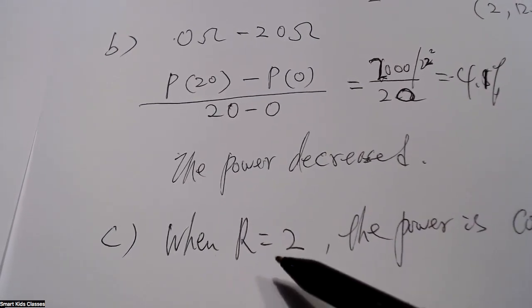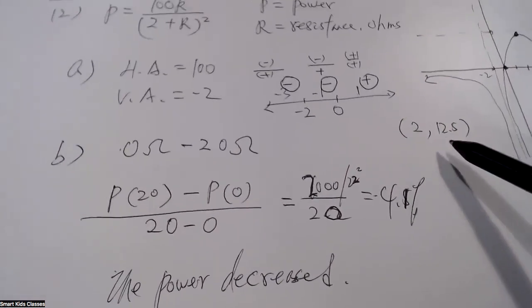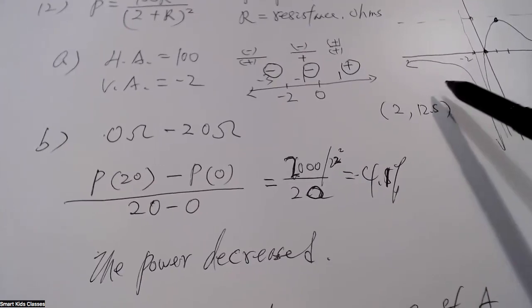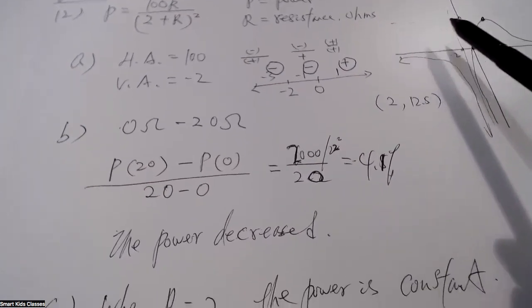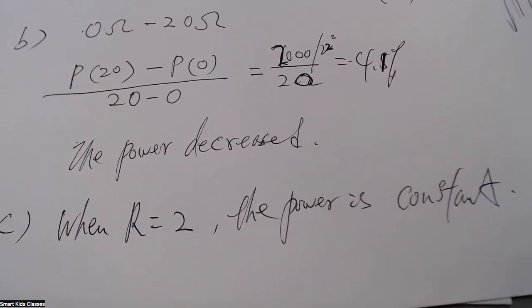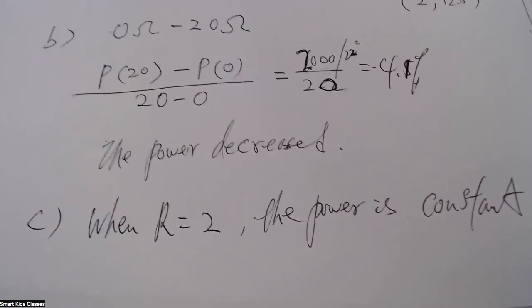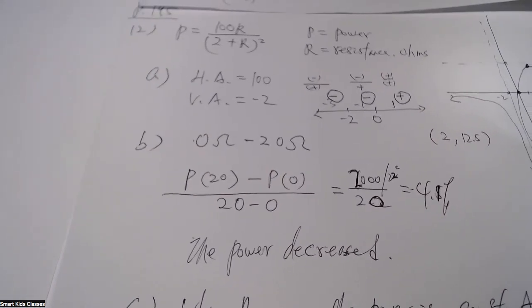Now for part C, when R equals this value, the power is 12.5, which is below the horizontal axis. So the power is a constant number and remains unchanged. That's for question 12.